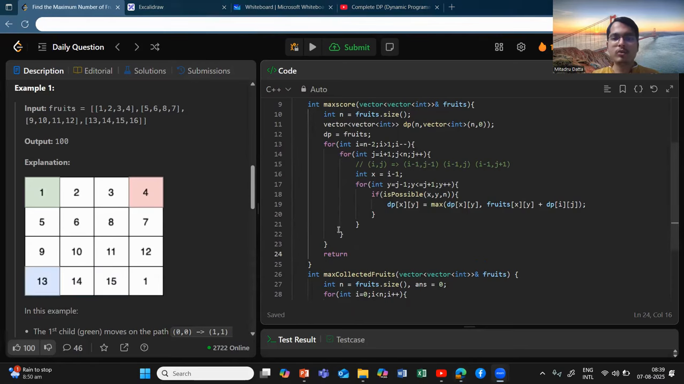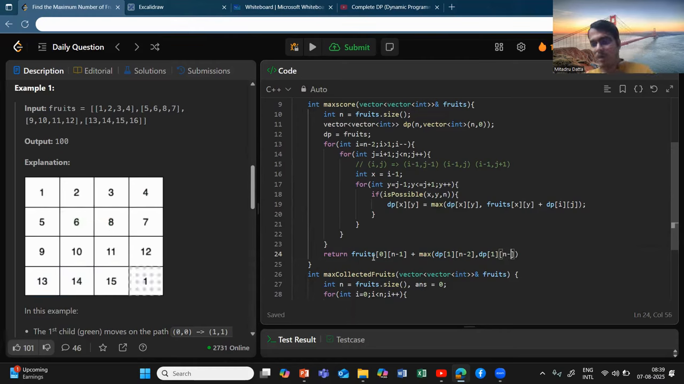So you just need to return something like fruits of... Tell me if you do not understand. Okay, you just tell me if you do not understand. So you need to do something like dp of, not dp. You can call fruits also dp, whatever, n minus 1 plus maximum among dp of this one, n minus 2, and dp of 1, n minus 1. Okay, yeah, and it will be n minus 1.